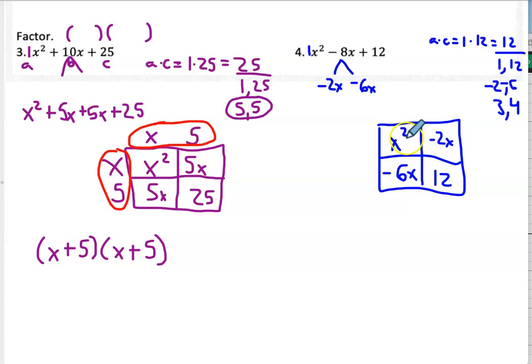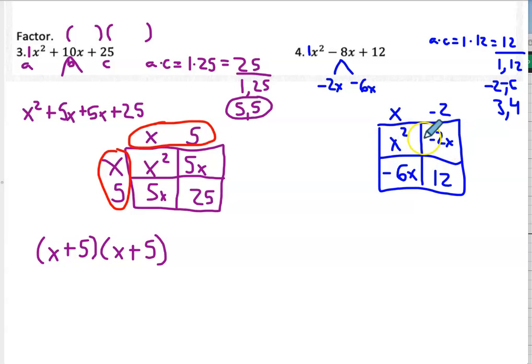So x squared and negative 6x. Since this piece doesn't have a number, I can't take a number out, but they both do have at least one x, so I can pull out an x. Next up here, I've got negative 2x and 12. So there's no x on this piece, so I can't take a variable out, but I could take negative 2 out of both of those. Another way to think about it is what can I divide both of them by?